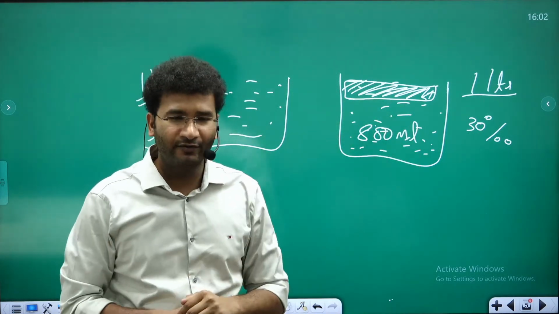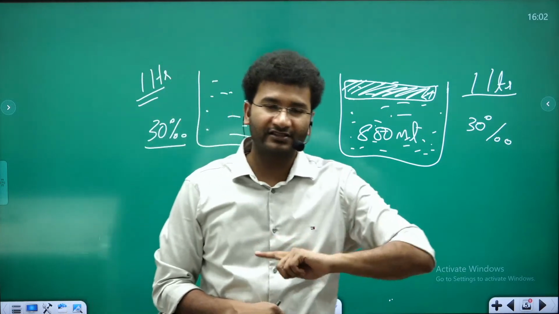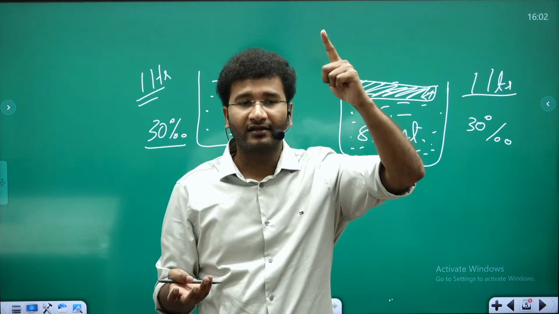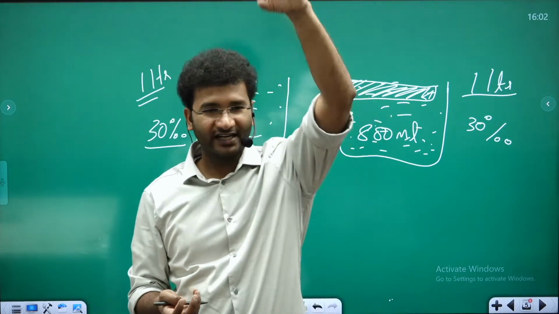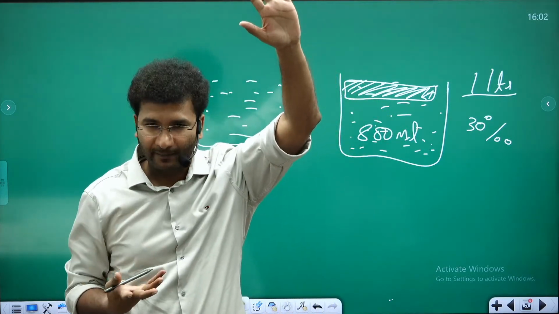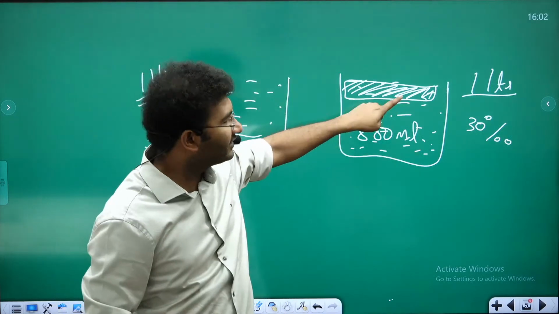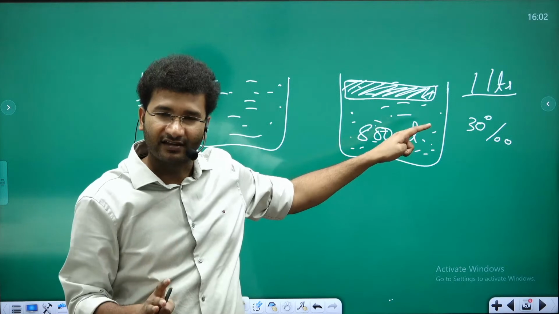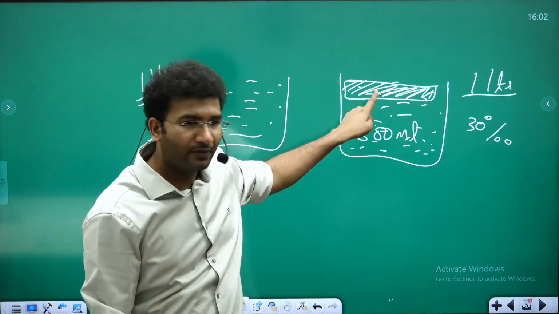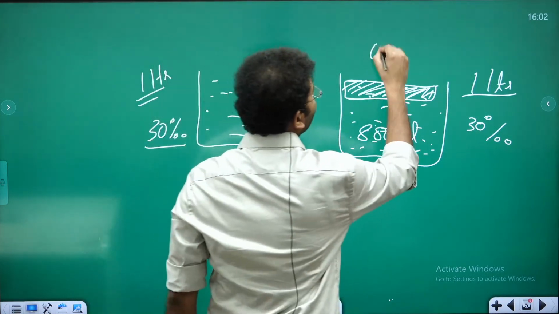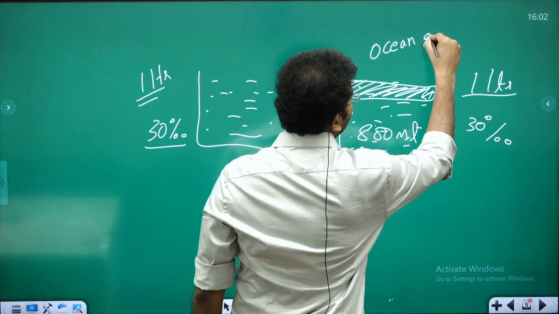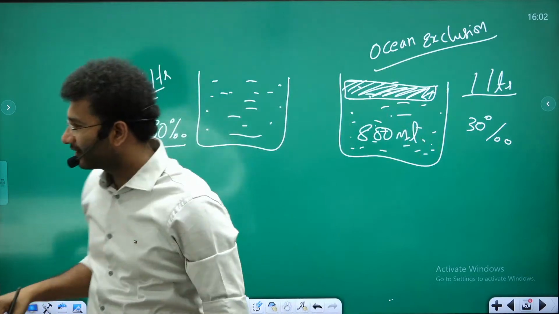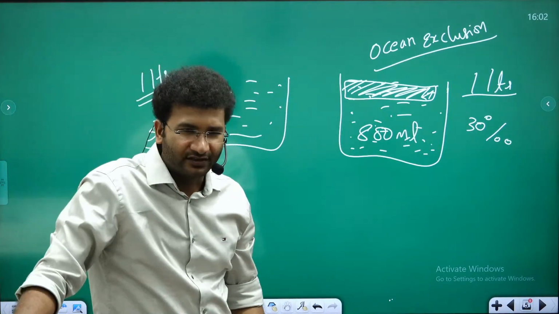First factor, what did we understood? We understood that if there is rate of evaporation high, the salinity will also be high. Why? क्योंकि fresh water is getting evaporated and the salts are left behind. In the second case, if there is ice formation also, then also you will have high salinity. So this type of formation is called as ocean exclusion. ठीक है? Ocean exclusion कहा जाता है इसको?